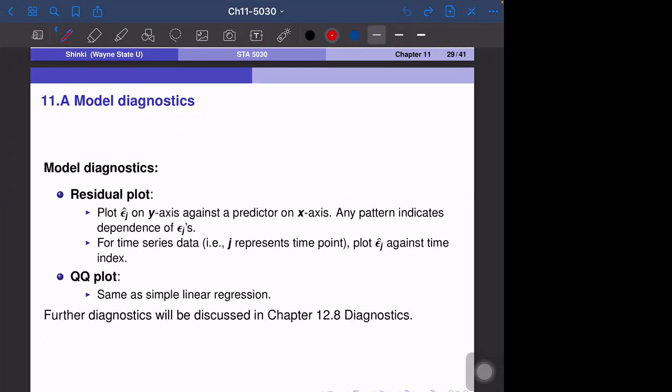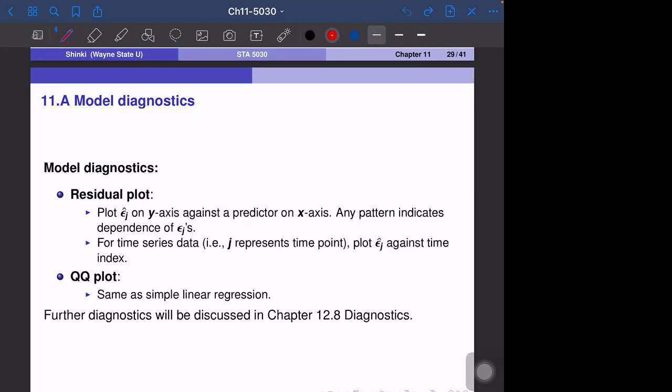Hi everyone, this is 11.A, model diagnostics. Fitting a linear model or other statistical procedures is almost automatic these days. As long as you have data and input the correct code, you can get the results. As a statistician, the more important thing is whether or not that analysis is appropriate, and model diagnostics clarifies how accurate and how appropriate the model is.